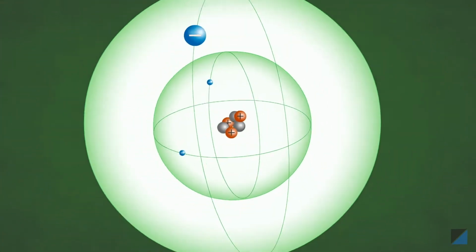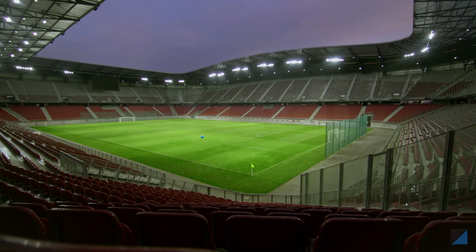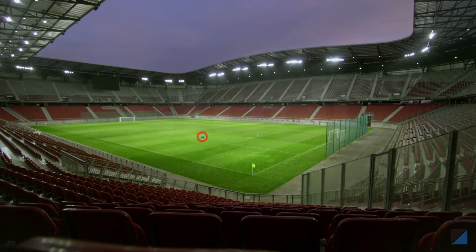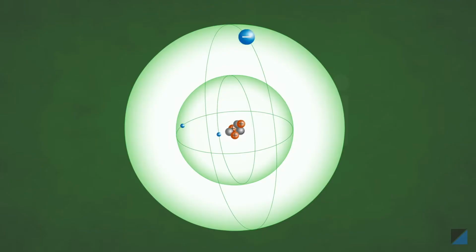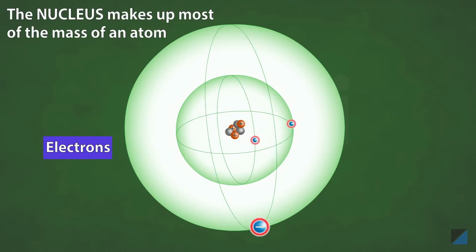Surprisingly, the nucleus is way smaller than the atom as a whole. If the atom were a football stadium, then the nucleus would be the size of a marble. But this tiny nucleus, consisting of protons and neutrons, makes up for almost all of the mass of the atom. The electrons are located at the outer edge of the atom.